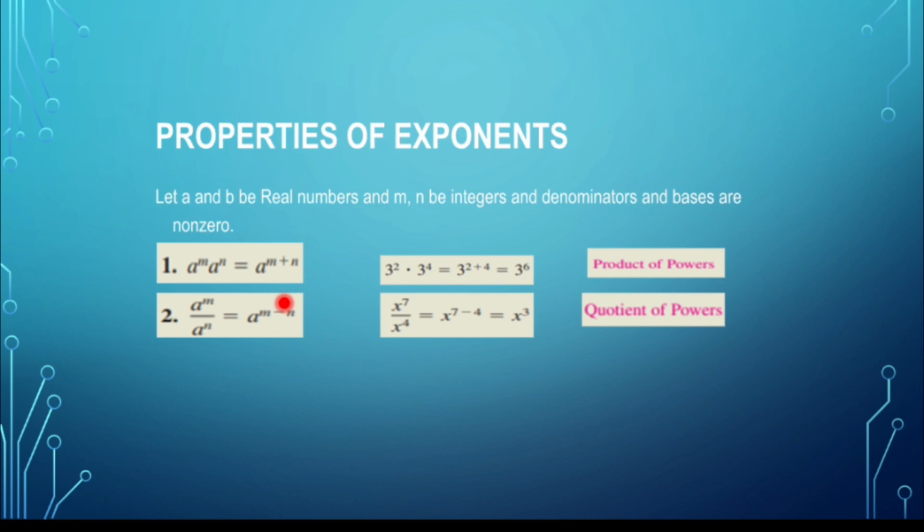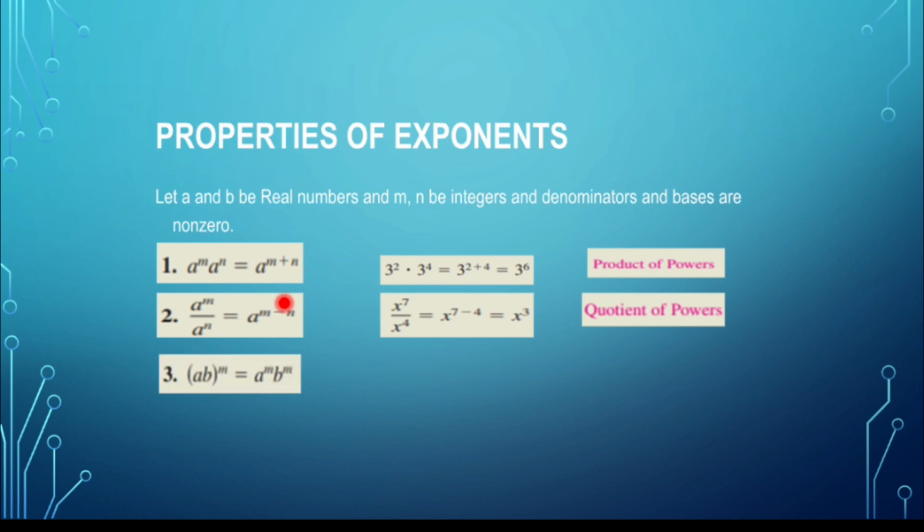In the fraction we have x power 7 divided by x power 4. So since 4 is positive in the denominator, when we apply the rule of quotient of powers, 4 is shifted to the numerator and it has altered its sign, and we'll simplify the powers, and finally we have got x cube.